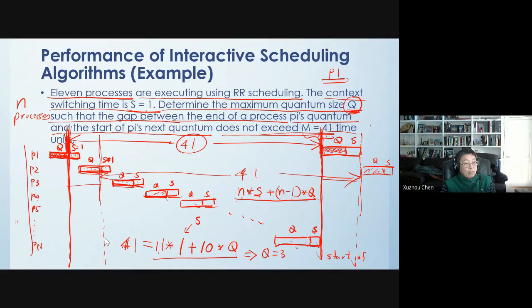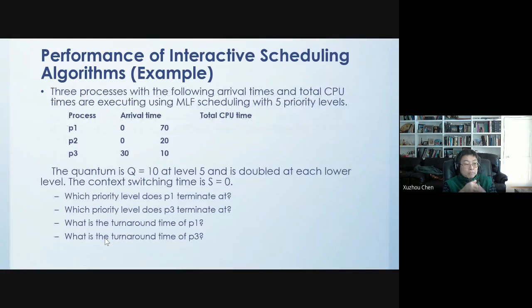Okay, I'm going to move to the next slide. Do you have any questions on this one? Now here's another example. So I'm going to do two examples.